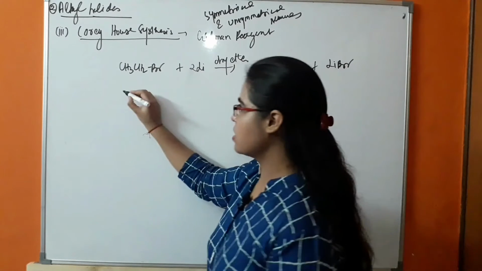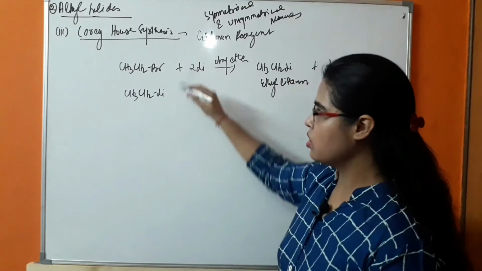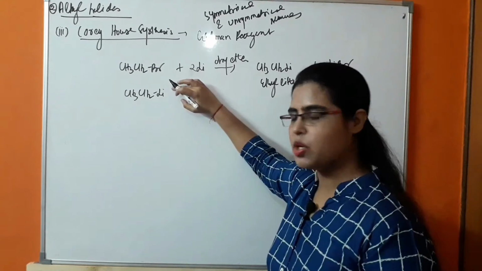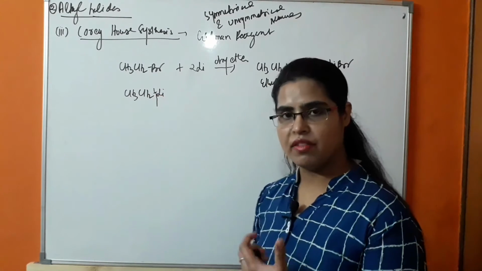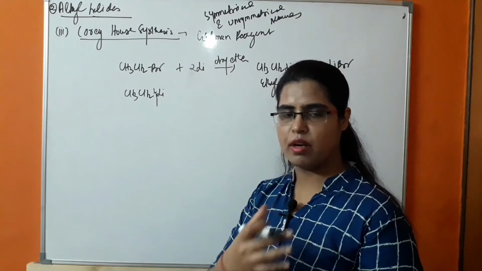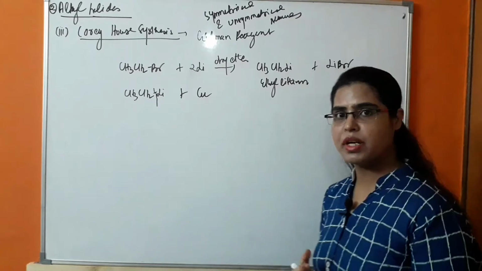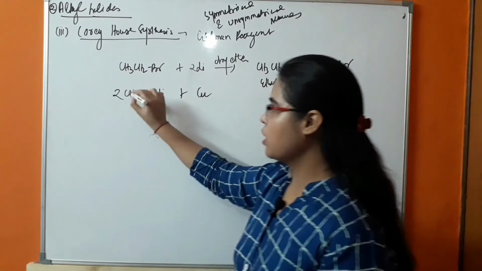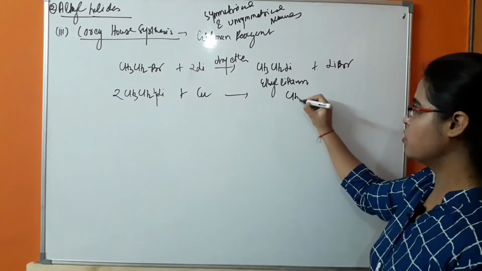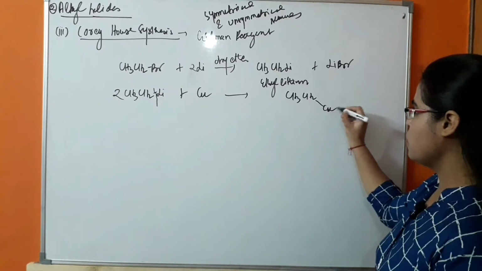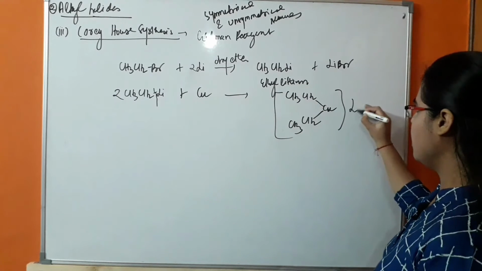In the next step, this ethyl lithium, CH3CH2Li, in which the lithium will have a positive charge because of the electronegativity difference, this bond will be polar and the carbon will be electron rich, that is, it will have a negative charge. So in the next step it will react with another metal, that is copper. Two molecules of this ethyl lithium are taken. Then there will be a formation of CH3CH2-Cu-CH2CH3 and lithium.